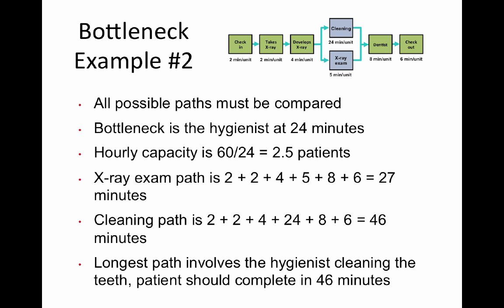So here we have an exam path. The exam path takes 27 minutes, and then we have a cleaning path which takes 46 minutes. So your throughput time, meaning the amount of time it should take for one patient to get through the entire system, is 46 minutes. And the hourly capacity, which I didn't talk about earlier, is 2.5 patients for this process, because you have 60 minutes in an hour, and again you take your bottleneck step, which is the cleaning at 24 minutes per unit.